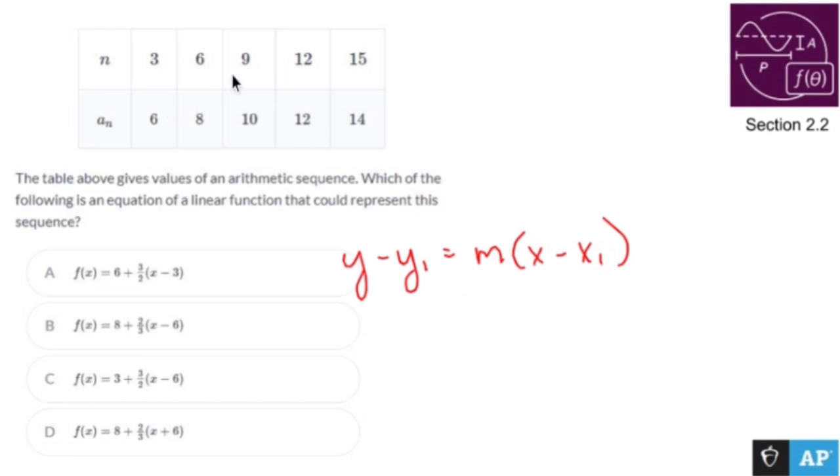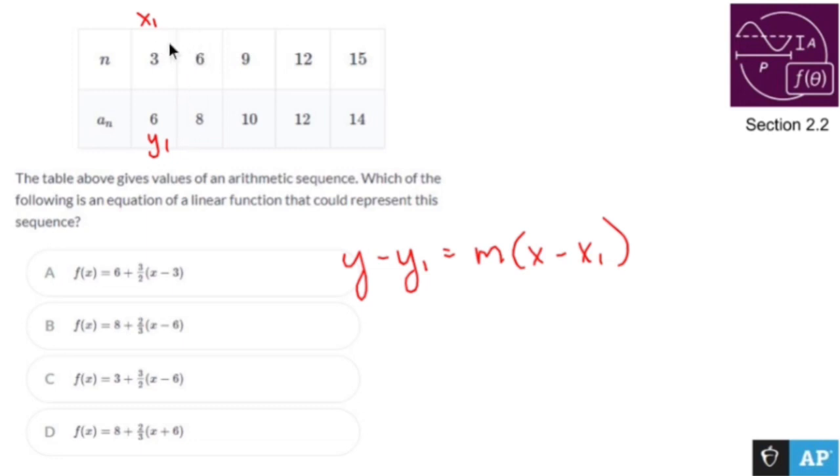So what I'm going to do is use this information. I'll call this x sub 1, and I'll call this y sub 1, that way I can plug stuff in. It looks like they want me to use 3 and 6? Maybe, I don't know, we'll find out. And what I also need to do is find my slope.